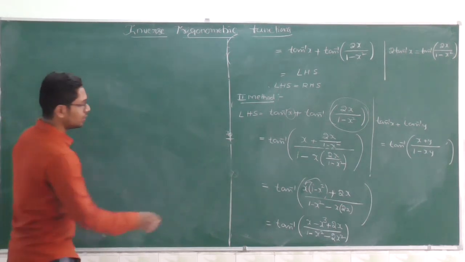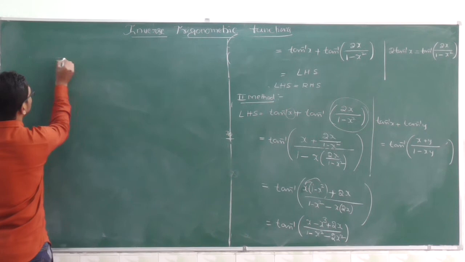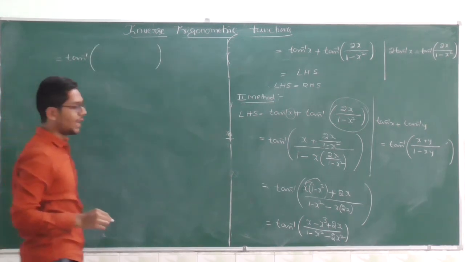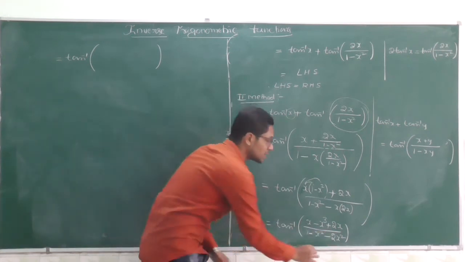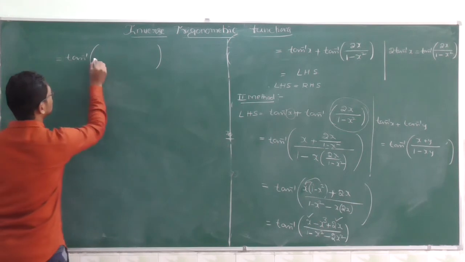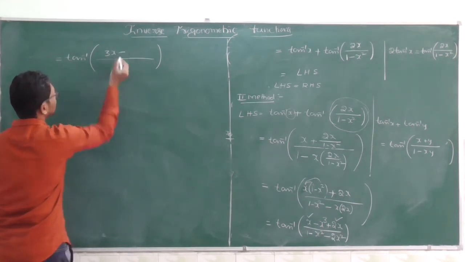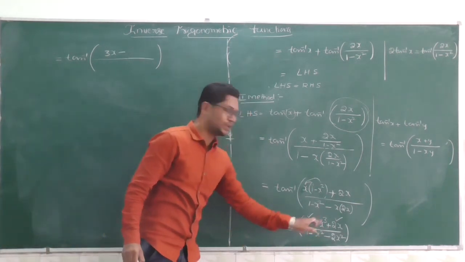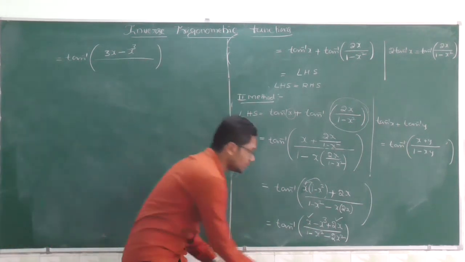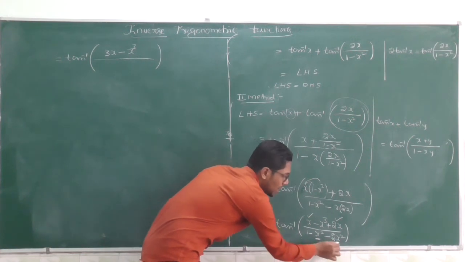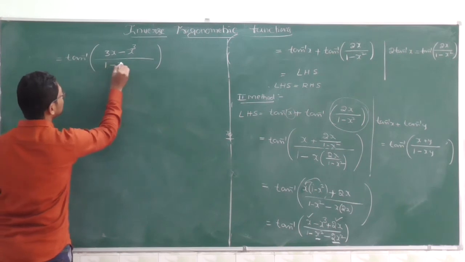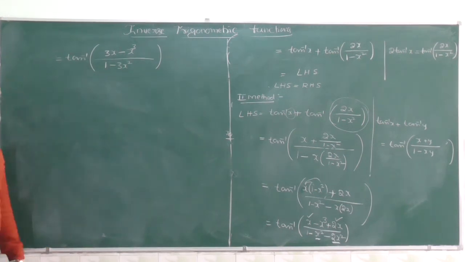Now, next step, that is equal to tan inverse of 2x plus x, which is 3x, minus x cube. In the denominator, minus x square minus 2x square is minus 3x square. So 1 minus 3x square. You just observe it.